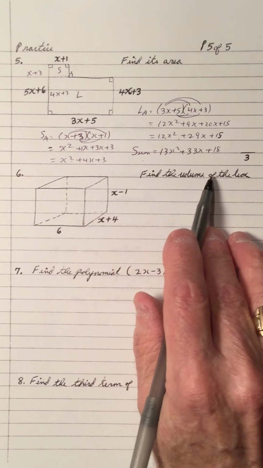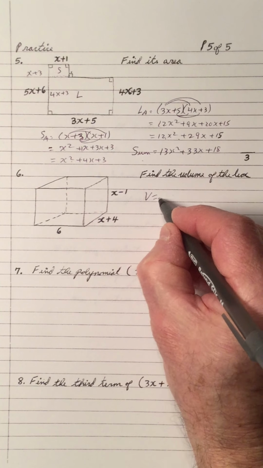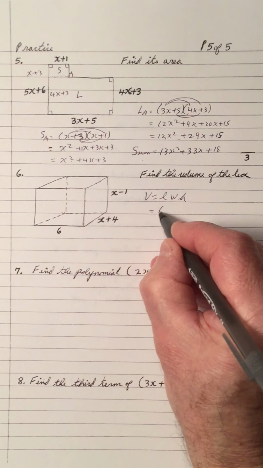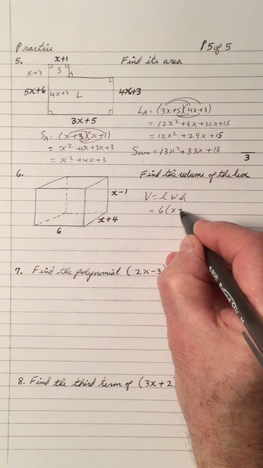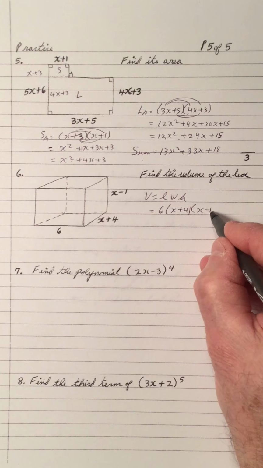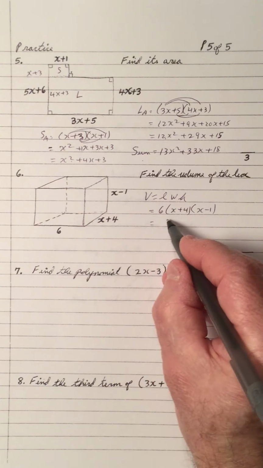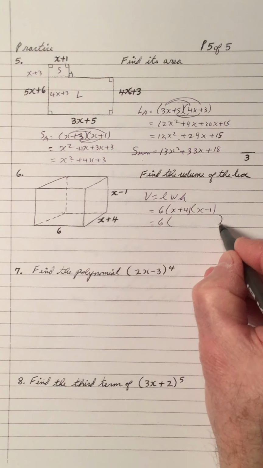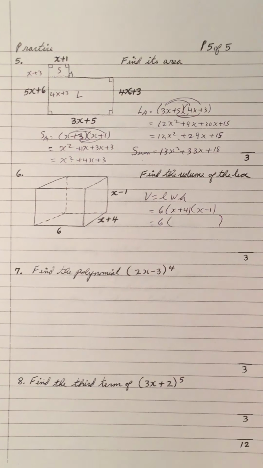Number 6, find the volume. The volume is the length times the width times the height. And we could say the length is 6, the width is x plus 4, and the height, what's going up, is x minus 1. So we will only multiply 2 of these at the one time, but I prefer to multiply the 2 binomials on the right side first.